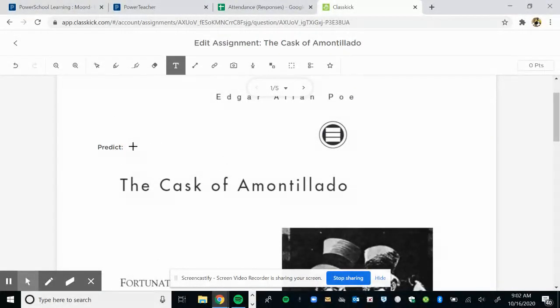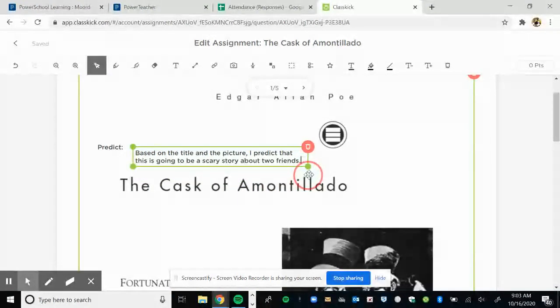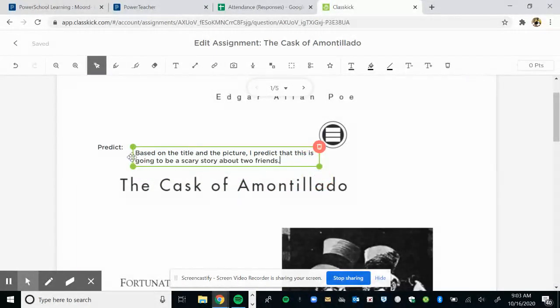So I'm going to add a text box and make a prediction. Based on the title and the picture, I predict that this is going to be a scary story about two friends.